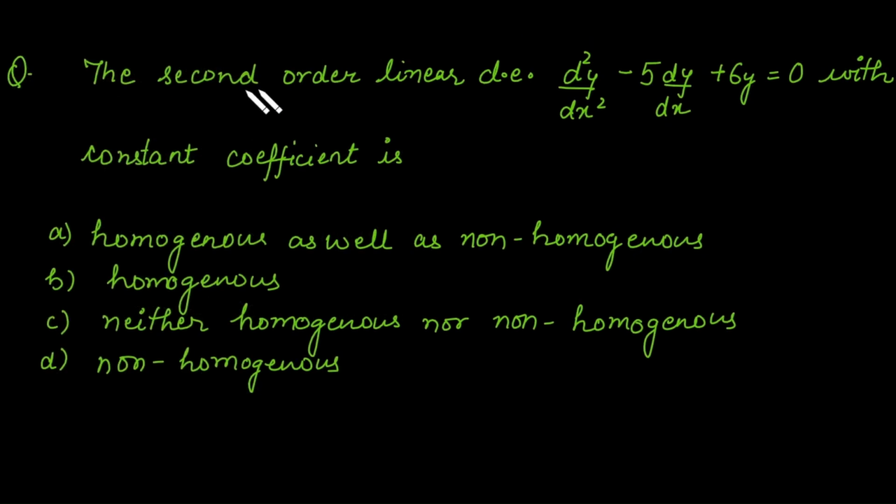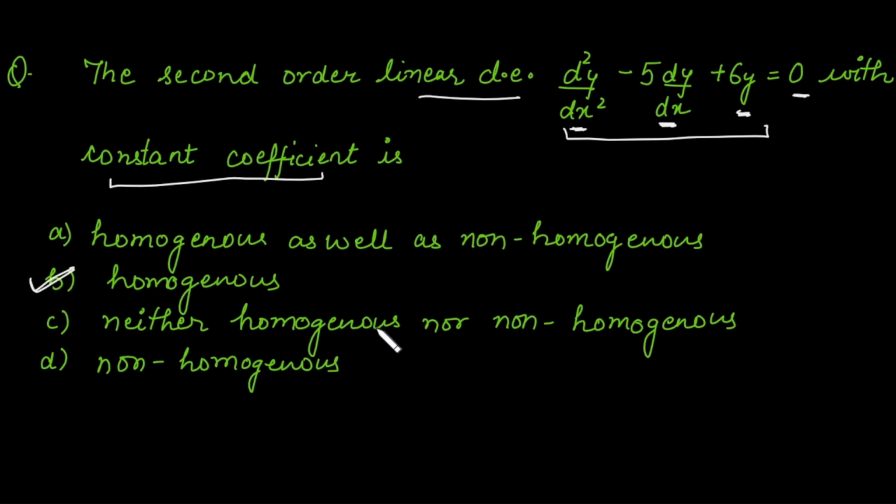The next question is the second order linear differential equation with constant coefficient. Is it homogeneous as well as non-homogeneous, homogeneous, neither homogeneous nor non-homogeneous, or non-homogeneous? We just need to figure out whether there exists any additional term except y. So we can check it. y is there, the derivative form is there, the second order derivative is there, and on the right hand side there is no such term in terms of x. So it means it is 0. Therefore, we can say that it is a homogeneous differential equation with a constant coefficient.